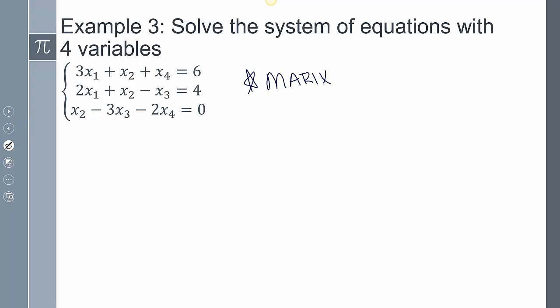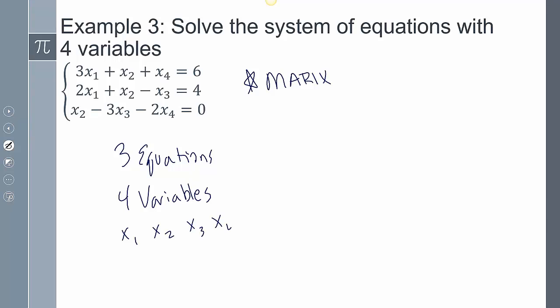In essence, because I only have 3 equations, but there's technically 4 variables, what's going to end up happening is we're going to get a solution that's going to be not x equals this, or x2 equals this, or x3 equals this. We're going to get a dependent system, and we're going to kind of talk about that a little bit more tomorrow. And the reason why I say 4 variables is I have x1, x2, x3, and x4.